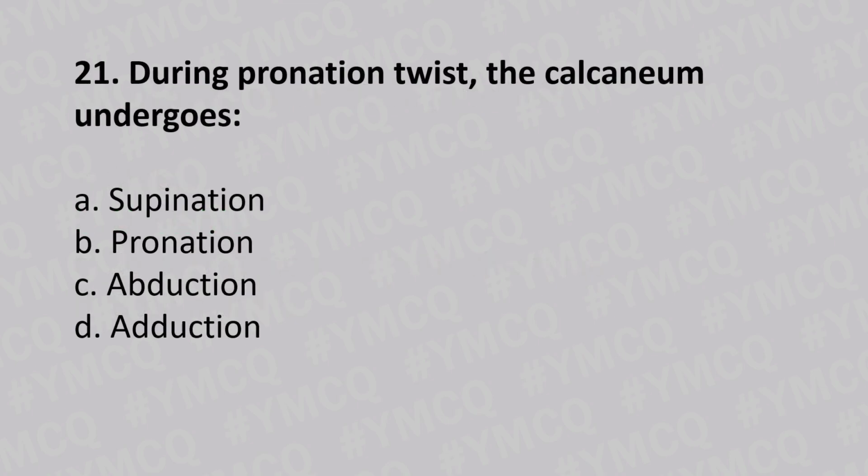Moving to our 21st question. During pronation twist, the calcaneum undergoes option A, supination. Option B, pronation. Option C, abduction. Option D, adduction. And the answer is option A, supination.